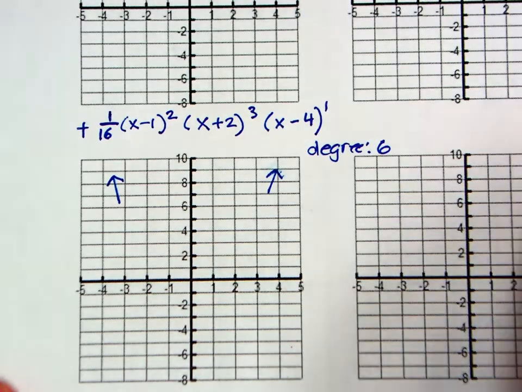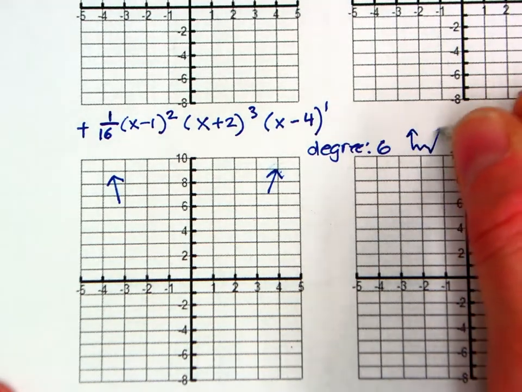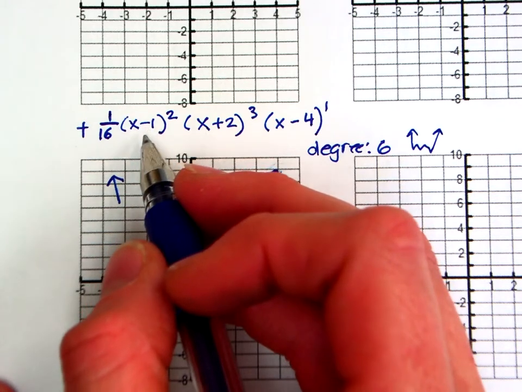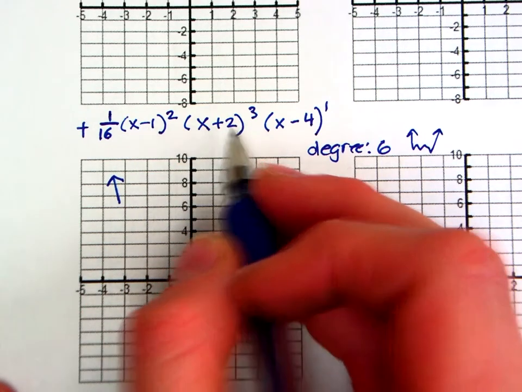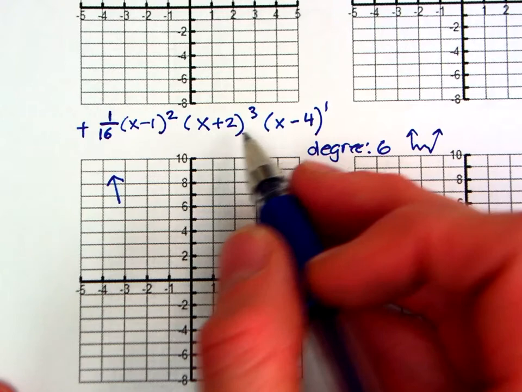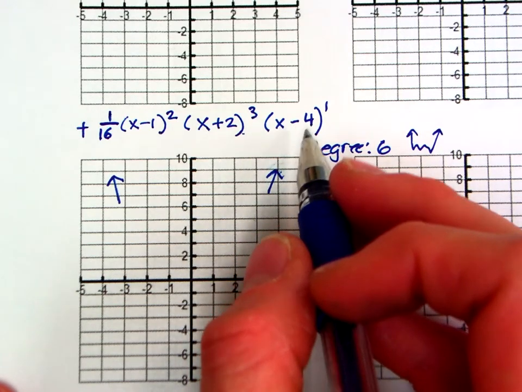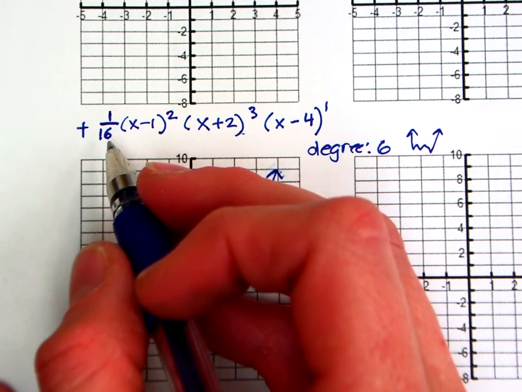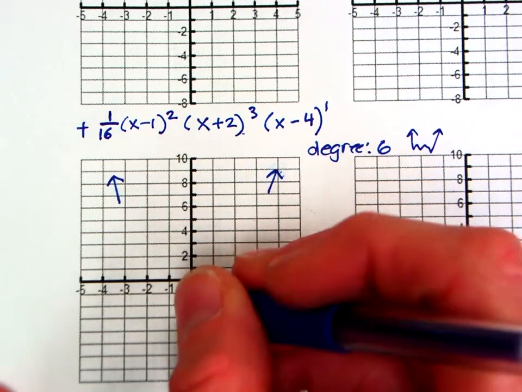The next thing I do is I'll do my y-intercept. So if I put 0 in for x, I get positive 1 times 8 is 8, times negative 4 is negative 32, and I'm going to divide that by 16. So I get my y-intercept to be negative 2.